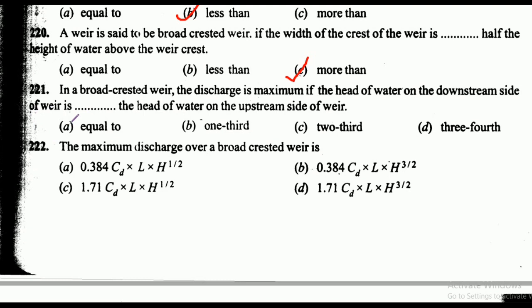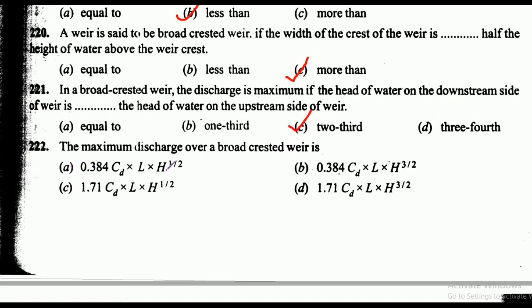Next, in a broad crested weir, the discharge is maximum if the head of water on the downstream side of the weir is dash the head of water on the upstream side of the weir. Options are equal to, 1/3, 2/3, 3/4. So here, the correct answer is option C, that is 2/3.